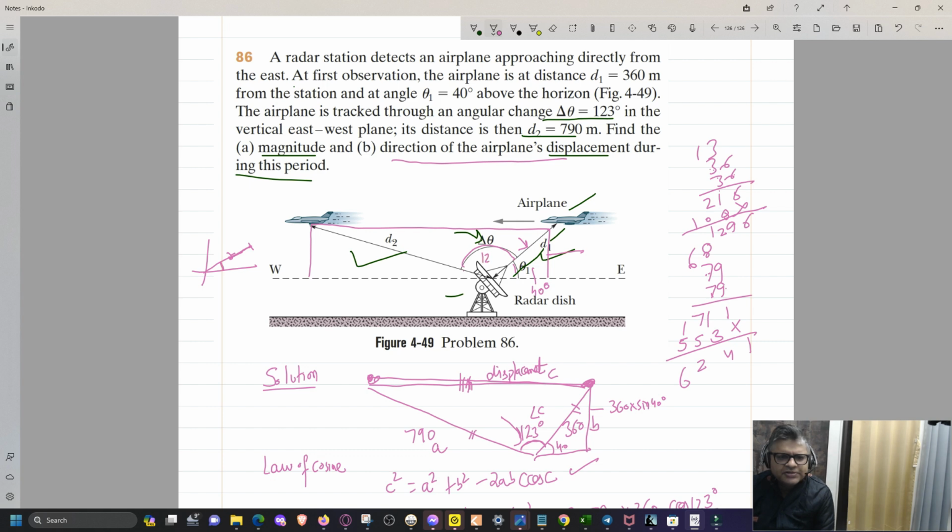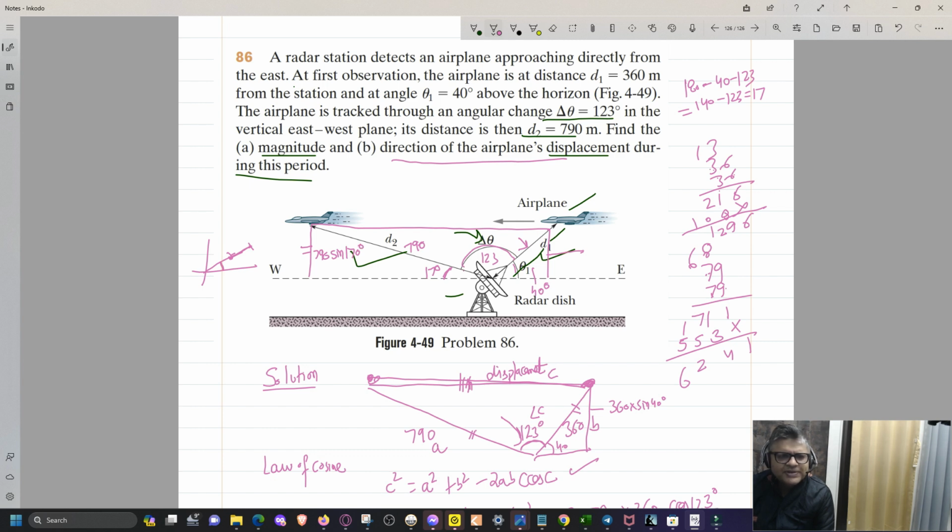So this is 123, this is 40. What is the balance angle? The balance angle will be 180 minus 40 minus 123, which is 140 minus 123, which is 17 degrees. So this is 17 degrees we are referring to. This is another 790. Using again the knowledge of trigonometry, this is 790 sine of 17 degrees, right?